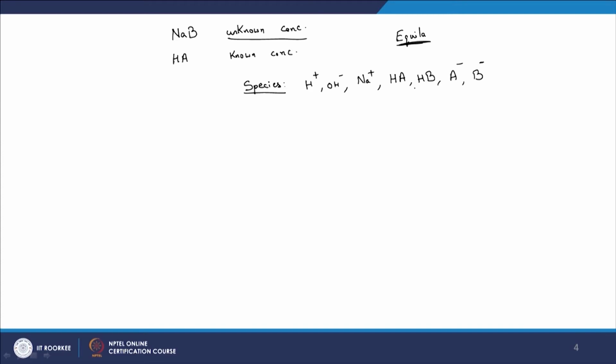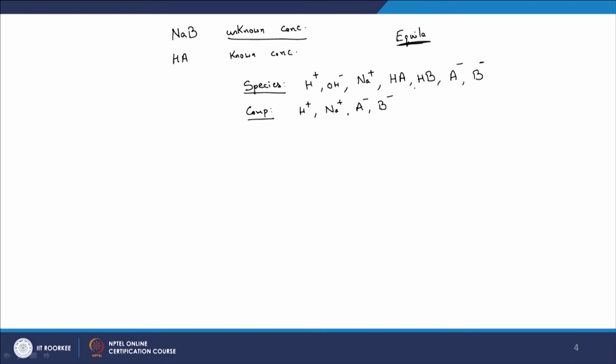So in general, we obviously need to identify the species. Species are those compounds which we know at this stage are at equilibrium in your particular solution. And what will they be? They will obviously be H plus and OH minus, right? And what else? You will have Na plus due to the relevant salt, and then you will have the protonated forms of the acid and the base, right? And you will also have the deprotonated forms A minus and B minus, right?